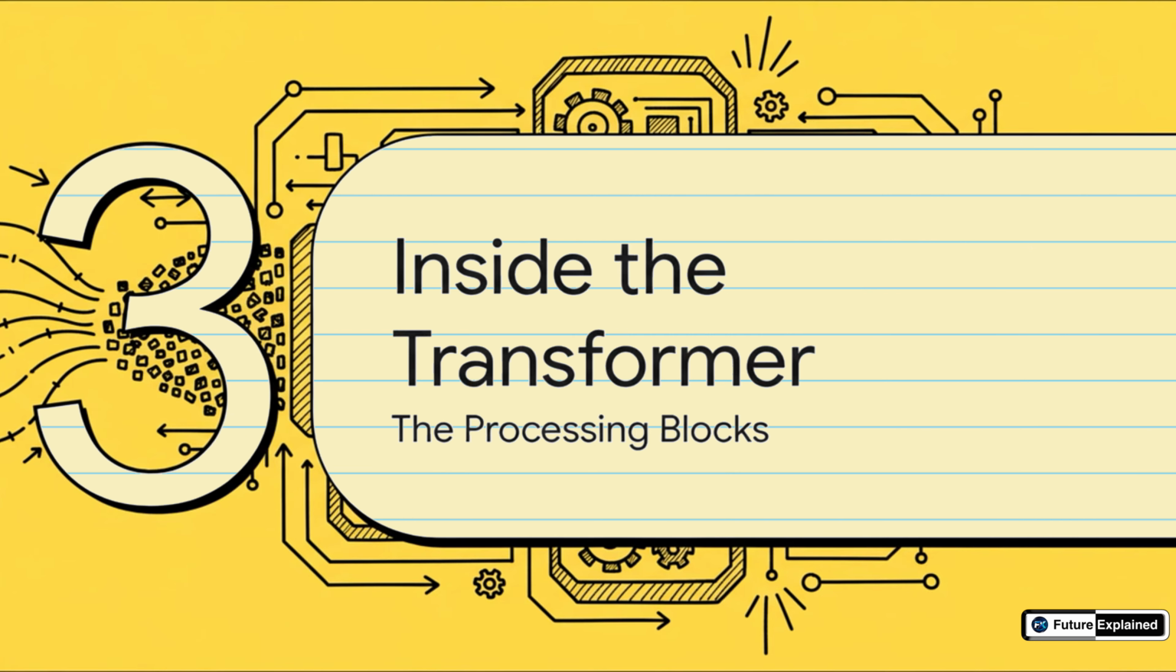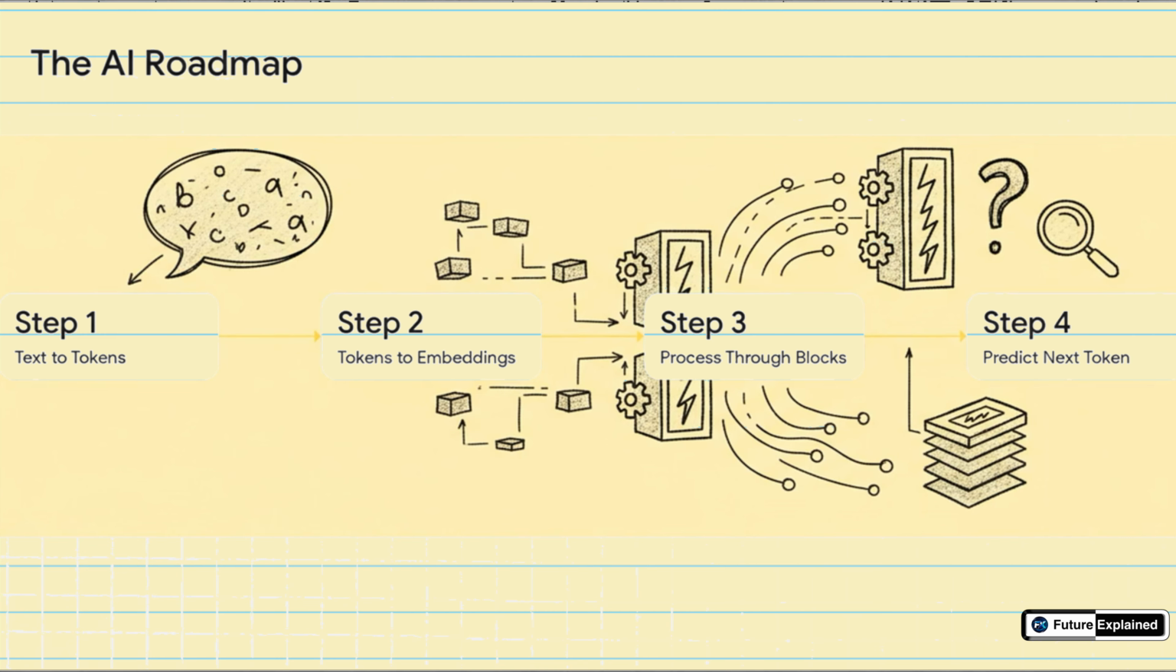All right, so we've got our words turned into these super rich, meaningful vectors. So what happens next? Well, now we send them into the main event, the transformer's processing engine. So here's the big picture, the whole journey from start to finish. We've done step 1, text to tokens. We've done step 2, tokens to embeddings.